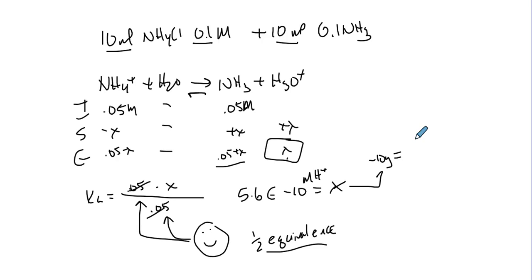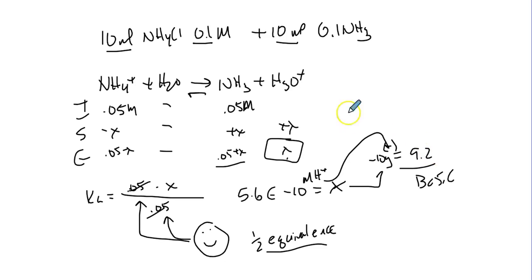Negative log of 5.6 e to the negative 10th equals 9.25. So notice that the negative log of that value, which is what you'd show as work, equals 9.25. So we are basic.